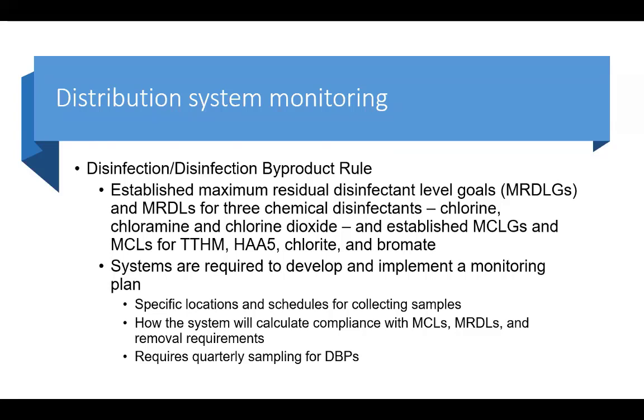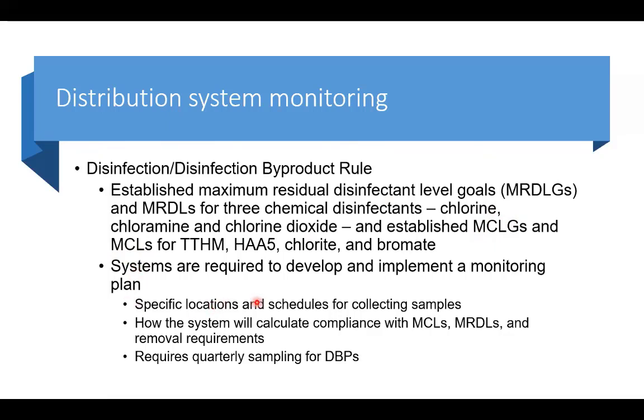We also, as I mentioned, there are maximum contaminant levels for the total trihalomethanes. These are the 4 trihalomethanes, the 5 haloacetic acids, also for chlorite, which can be formed from chlorine dioxide. It's a toxic byproduct, and for bromate. And we also have MCLGs, goals that have been established. So we've got both goals and levels.